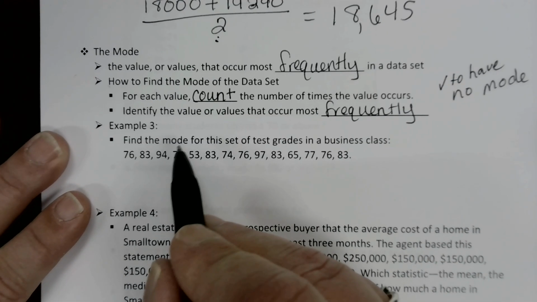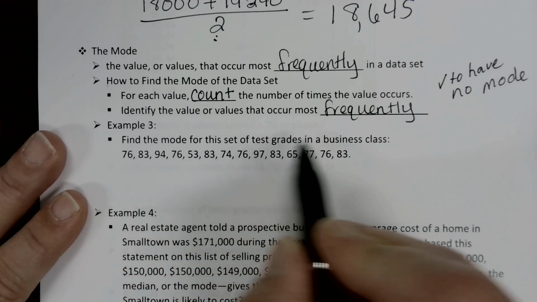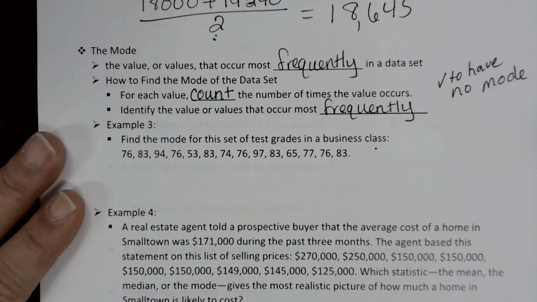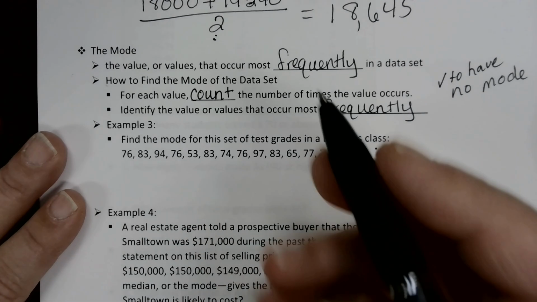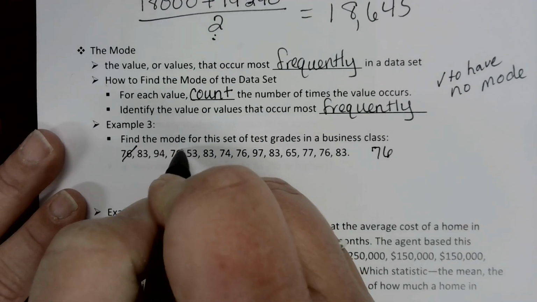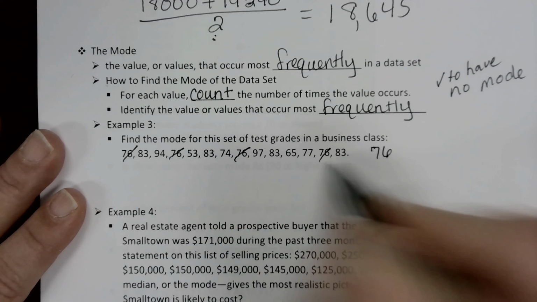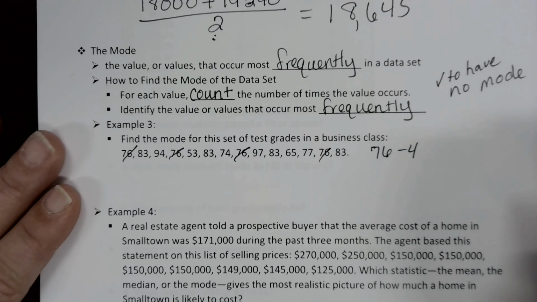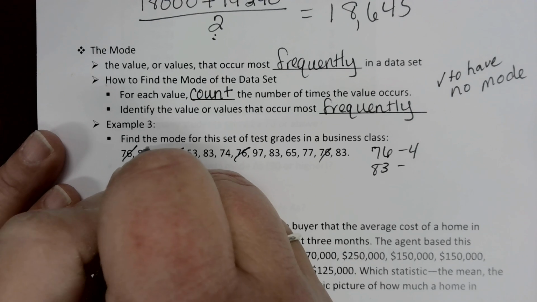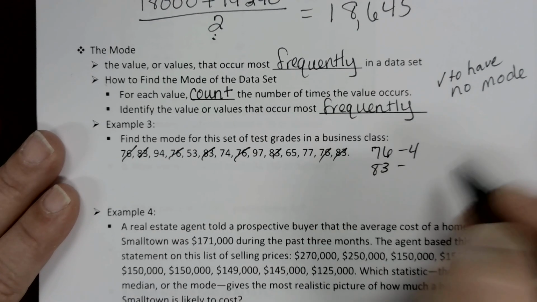But now, let's look here. This is a set of test grades in a business class. Most frequently, what was the score made? Well, let's just start with this 76 in the front. 76. How many of them are there? 1, 2, 3, 4. 4 people made that 76. Then we can just go right in order. 83. How many of them are there? 1, 2, 3, 4 of them.